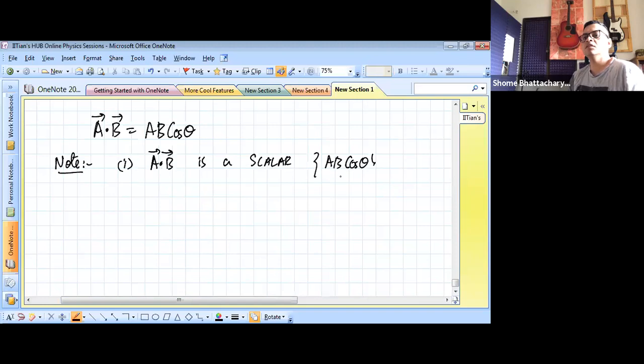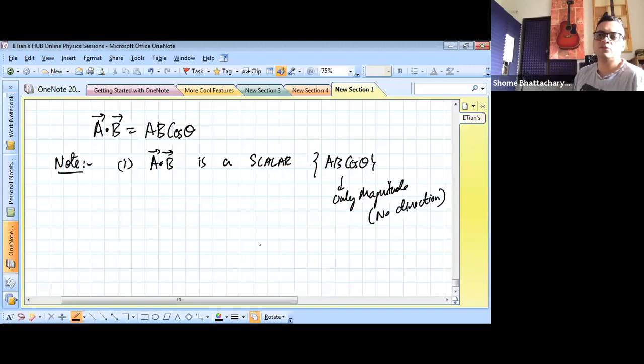So this thing has only magnitude, no direction. Again, remember, work is a scalar quantity, whereas force and displacement are vector quantities. So it's such an operation that when we apply it on two vectors, it gives us what kind of quantity? It gives us a scalar quantity. Okay? So dot product results in a scalar quantity.